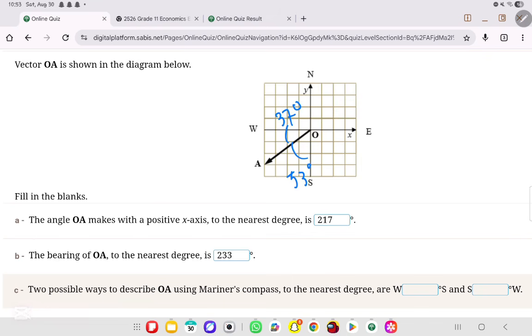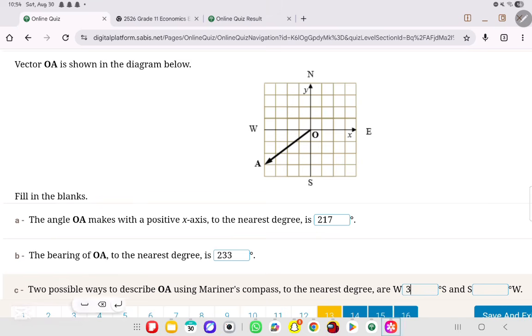Now, if we're starting from the west, what's the angle directly next to west? It's 37. So it will be west 37 degrees south, okay? But if I started with the south, it would be south, and what's the angle next to it? 53 degrees west, right? So west 37 degrees south, south 53 degrees west. So this is 37, and this is 53.